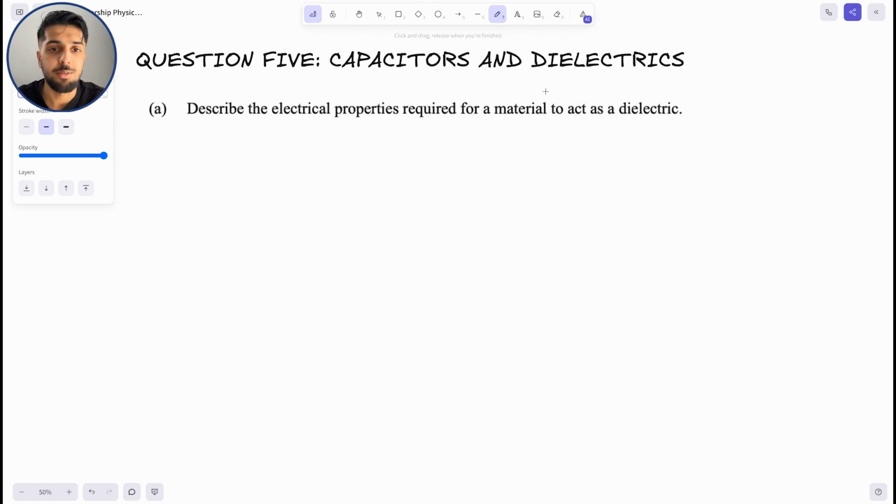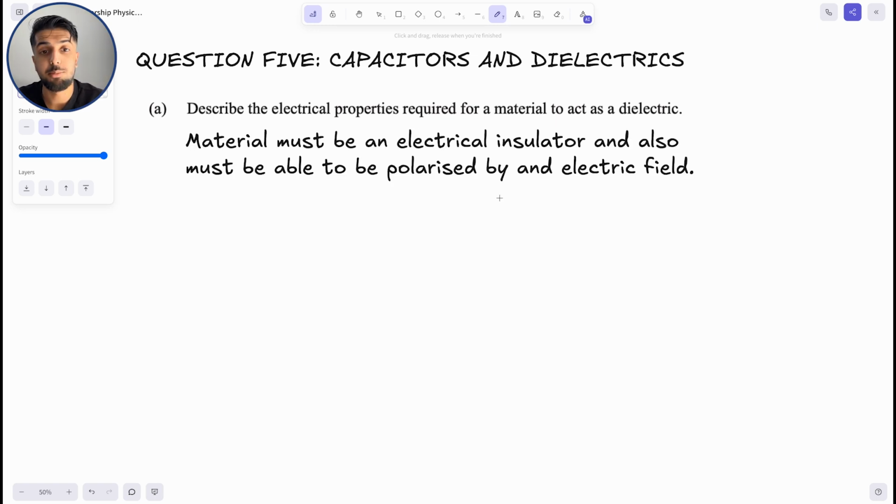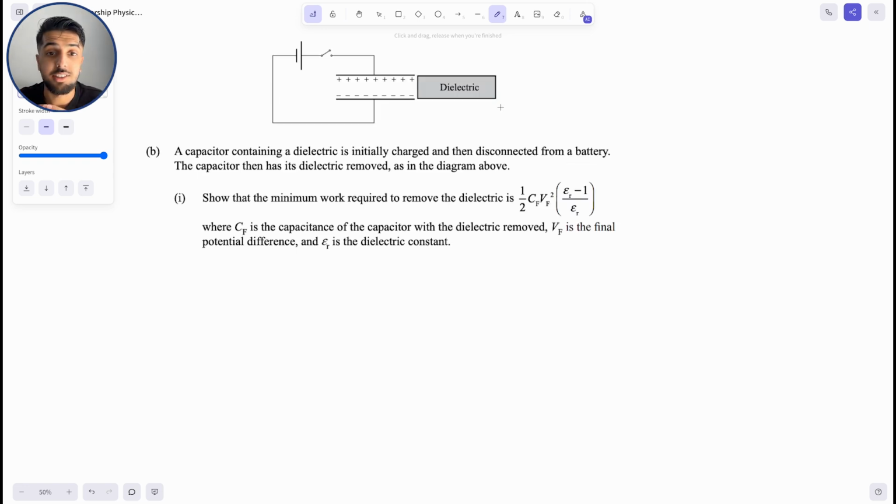Okay, question 5. Describe the electrical properties required for a metal to act as a dielectric. The material must be an electrical insulator and must be able to be polarized by an electric field. A capacitor containing a dielectric is initially charged and disconnected from the battery. The capacitor then has its dielectric removed as seen in the diagram above. Show that the minimum work required to remove the dielectric is that equation there, where CF is the capacitance of the capacitor with the dielectric removed, VF is the final potential difference, and ER is the dielectric constant.